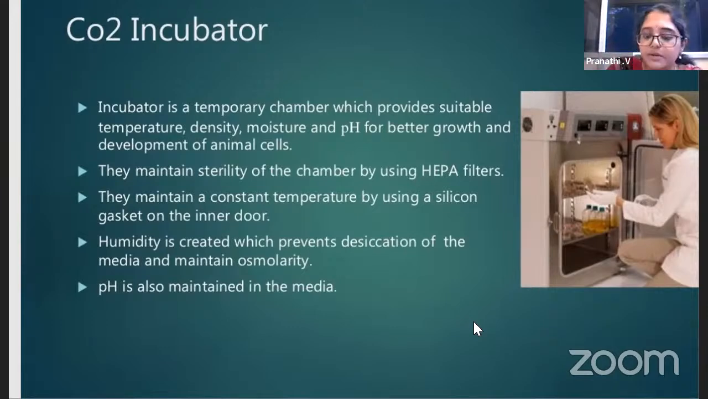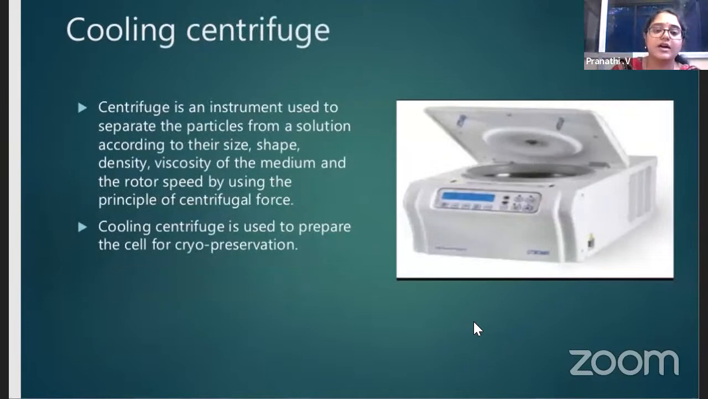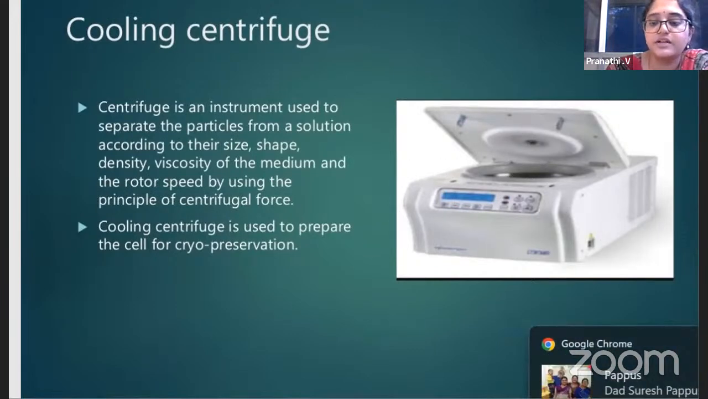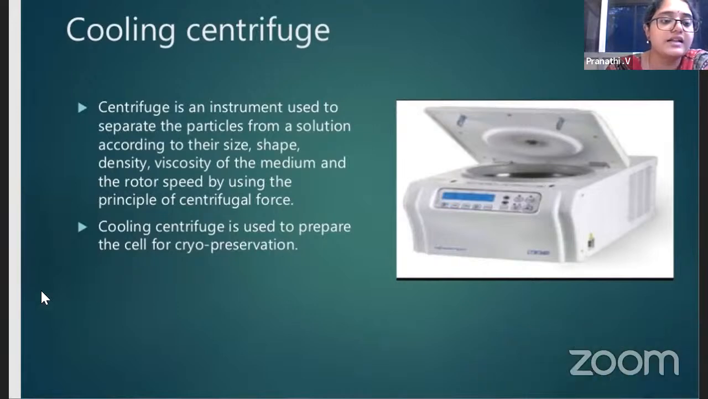Humidity can be maintained. pH is also maintained. Then you have a cooling centrifuge. That is a centrifuge which will actually separate the particles inside the particular solution based on the size, density, the thickness, that is the viscosity, and rotor speed. And cooling is when it has an inbuilt refrigerator within it, so that a lot of heat is not generated, and that heat is dissipated with the help of the refrigerator.